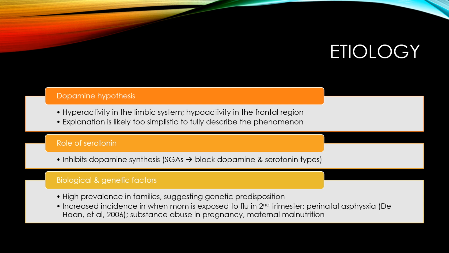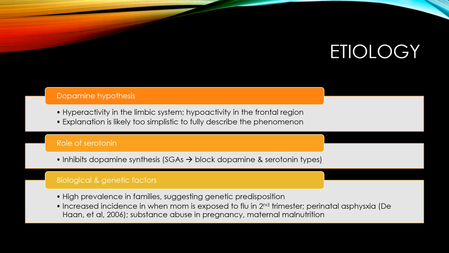The etiology: there's the dopamine hypothesis, the hyperactivity in the limbic system, hypoactivity in the frontal region. The explanation is likely too simplistic to fully describe the phenomenon, but it does bear some evidence for the role of dopamine. There's the role of serotonin, which inhibits dopamine synthesis. Second generation antipsychotics block dopamine and serotonin levels. And there are the biologic and genetic factors.